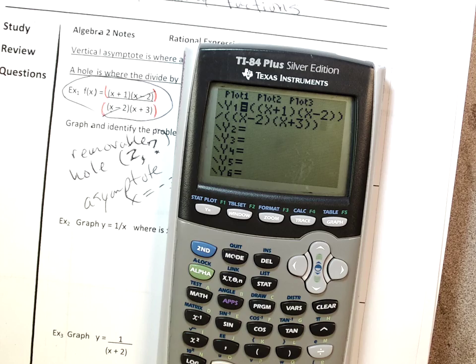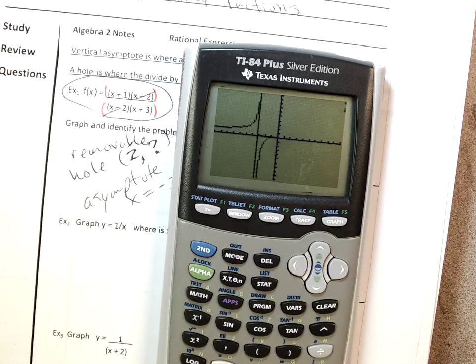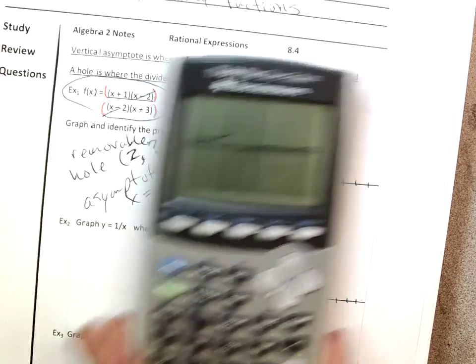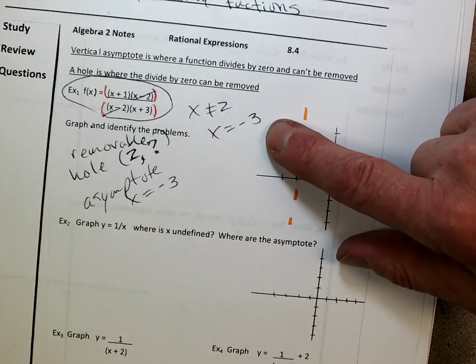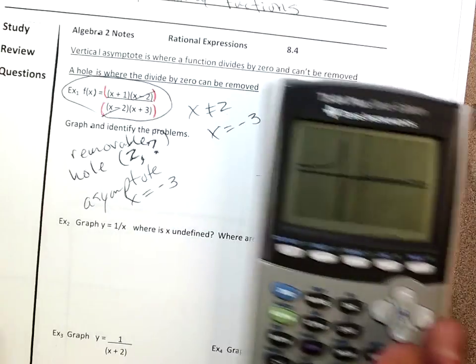Thanks, Felicity. So if I graph this, check my window. That's a good window. Okay, it looks like this, okay? Now, one of those things I already knew, right off the bat, I already knew there had to be an asymptote at -3, right? And there it is. There's my -3. I also know there's a hole at 2.